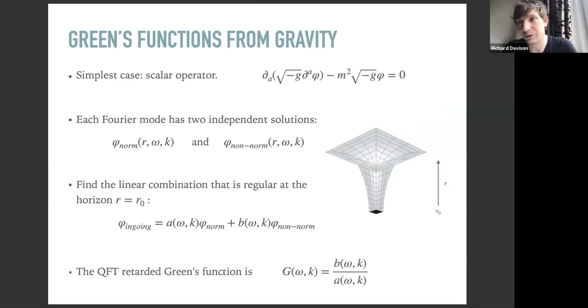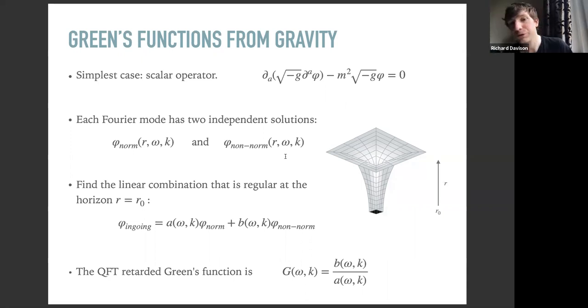So let's say I want to compute the retarded Green's function of some operator in a state like this. Let me recap how to do that. Focusing on the simplest case, which will be enough to illustrate the main point, which is the case of a scalar operator, which is dual to some minimally coupled scalar field with mass m. Okay, so this guy has an equation of motion, classical equation that looks like that, and each Fourier mode of the field phi will have two independent solutions. So it's going to have one which is normalizable near the AdS boundary, and it's going to have one that's non-normalizable near the AdS boundary.